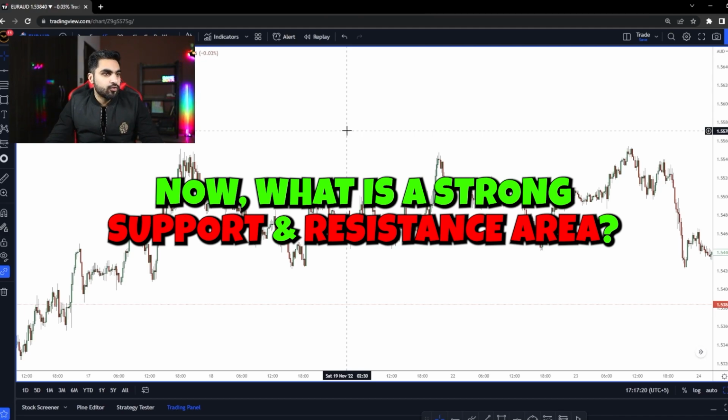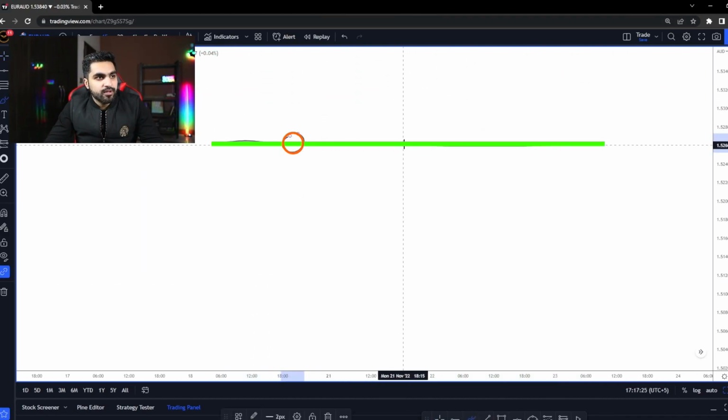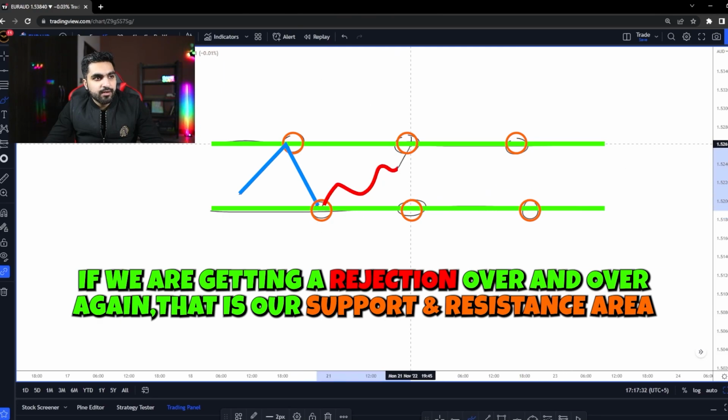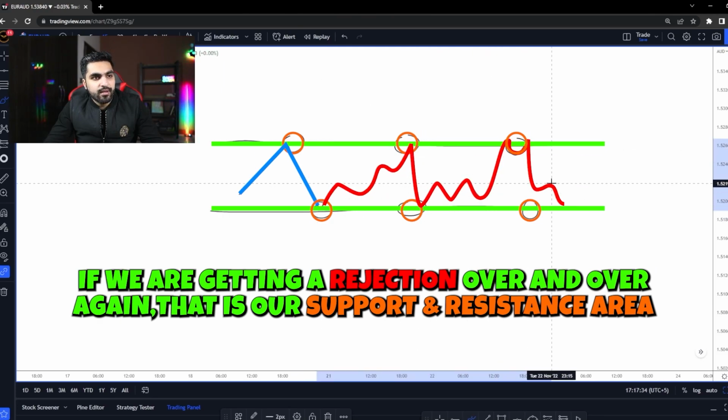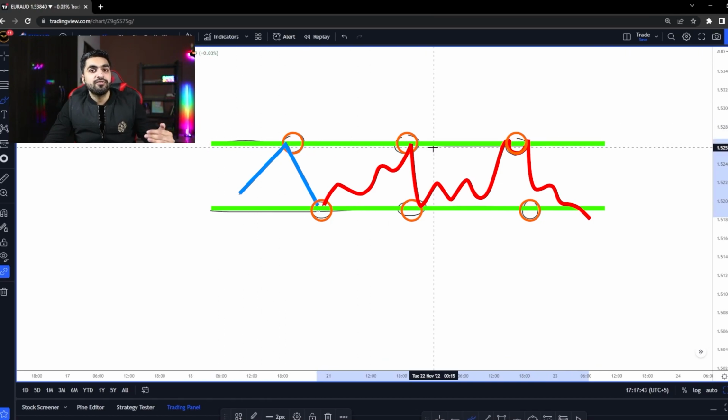Now, what is a strong support and resistance area? If the market is getting a rejection from some point over and over again, whether to the downside or to the upside, that is our support and resistance area. From where the market will bounce to the upside, that will be considered our support, and from where the market will bounce to the downside, that is considered to be our resistance.